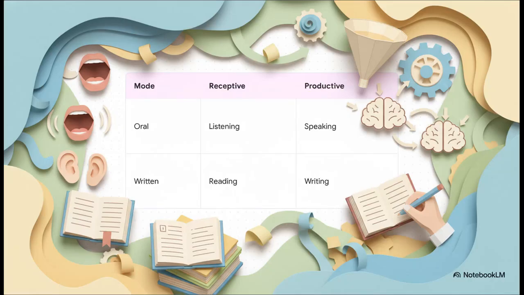When you break it down, we've got an elegant matrix acting as our language engine. Notice how the skills are divided. Vertically, we have the oral and written modes. Horizontally, they're split into receptive skills, taking information in through listening and reading, and productive skills, putting information out through speaking and writing. Understanding this beautifully simple structure is the absolute first step to unlocking how these skills interact and fuel one another in the human brain.